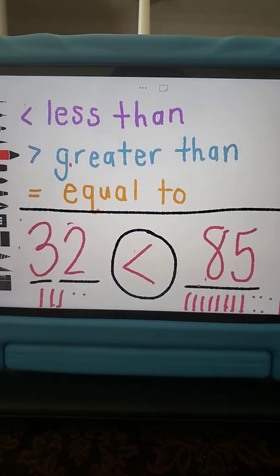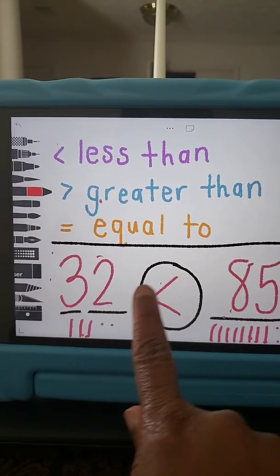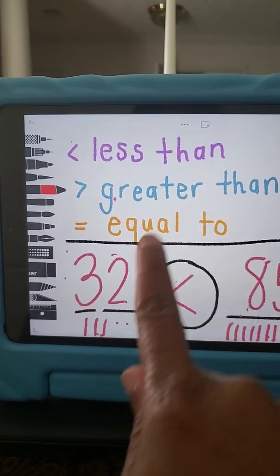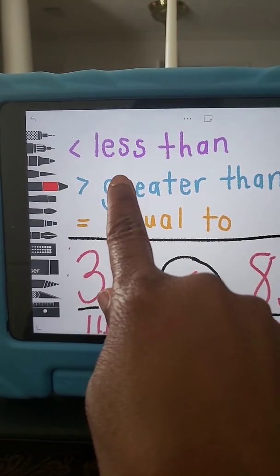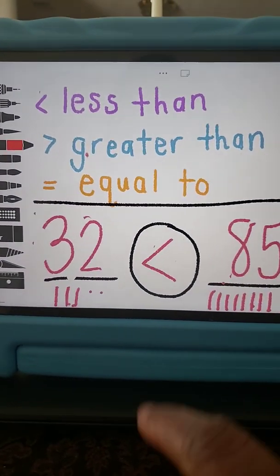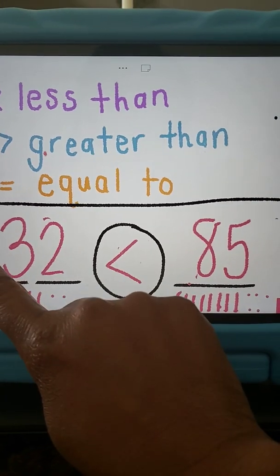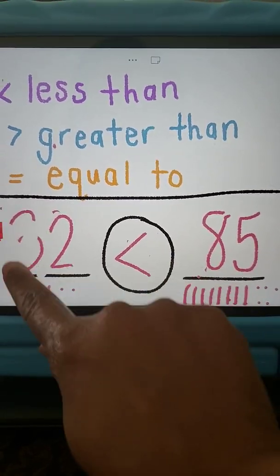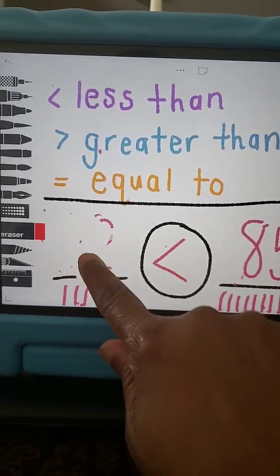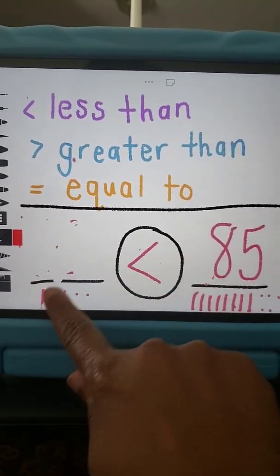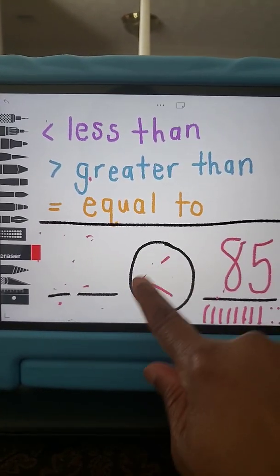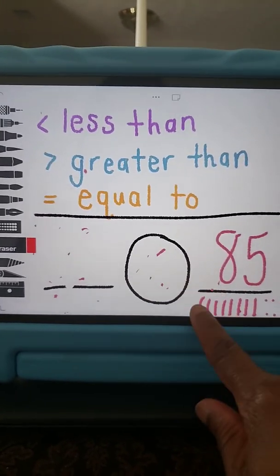And now we can read this. 32, what does that stand for? Less than. 32 is less than 85. Okay? All right, we're going to do one last one real quickly. Now, this one, boys and girls, I am not going to draw the 10s and 1s because I want you to get used to being able to just look at a number and know which one is bigger. Okay?